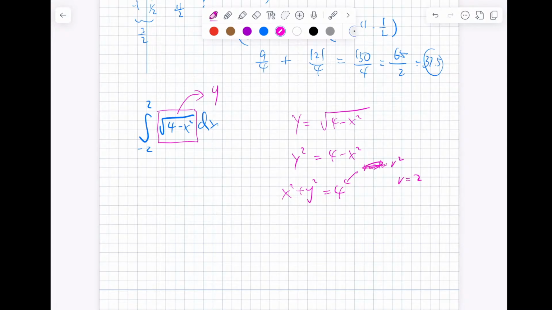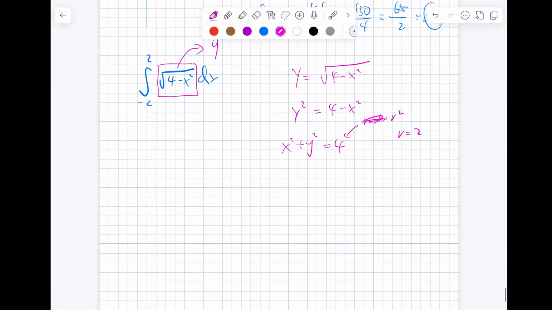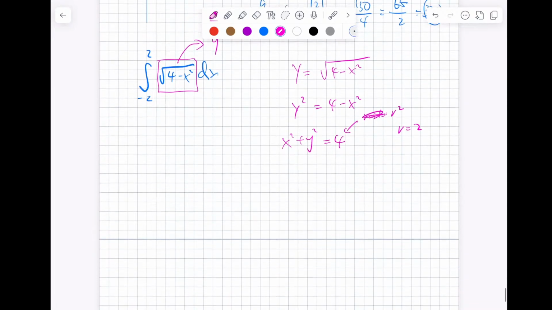Does that make sense? So therefore, you can go back and solve for y again. But why do I do the same thing over again? Because you're going to see something.